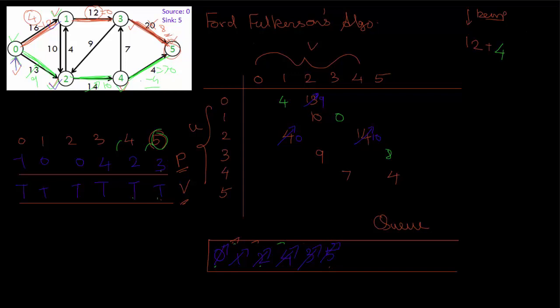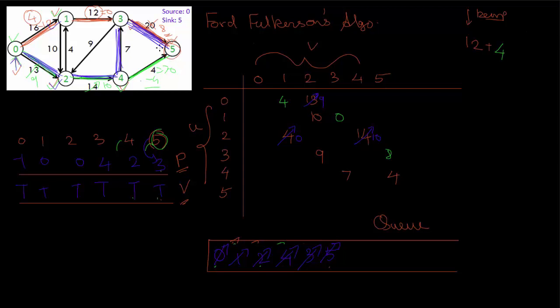So how does this path form? You go from 5 to 3. This is one path. Then you go from 3 to 4. Then you go from 4 to 2, and then you go from 2 to 0. So this is your next path which you just formed.